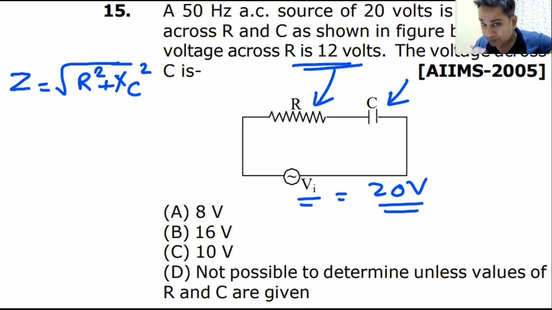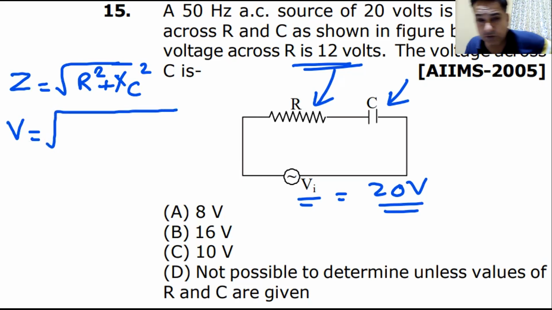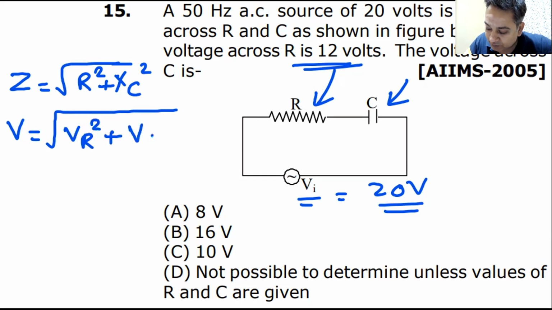Now, similar to this formula, I can write another formula. Total voltage V will be equal to root over what? Now, you can't speak, so there is no mic. So I'll speak on behalf of you. Z is equal to root of R square plus XC square. On a similar note, V will be equal to root of VR square plus VC square.